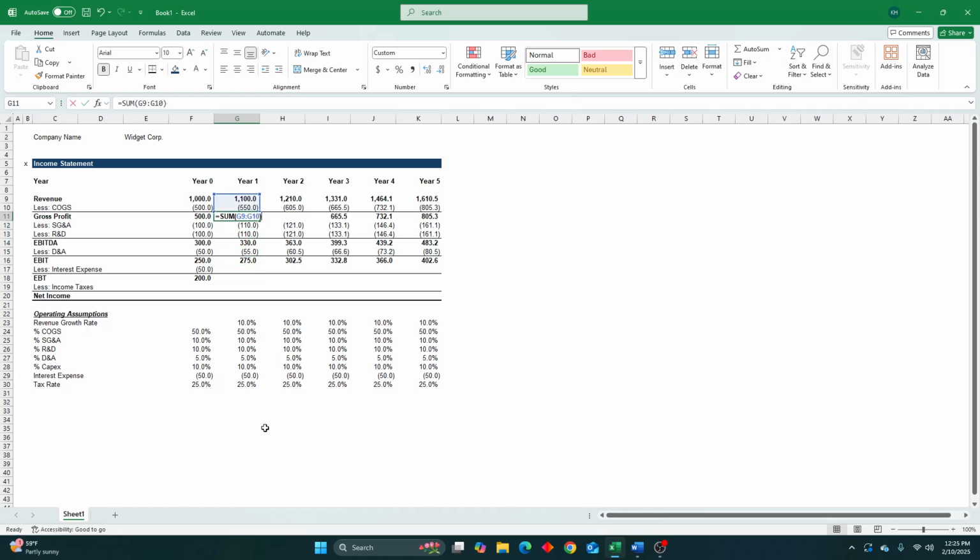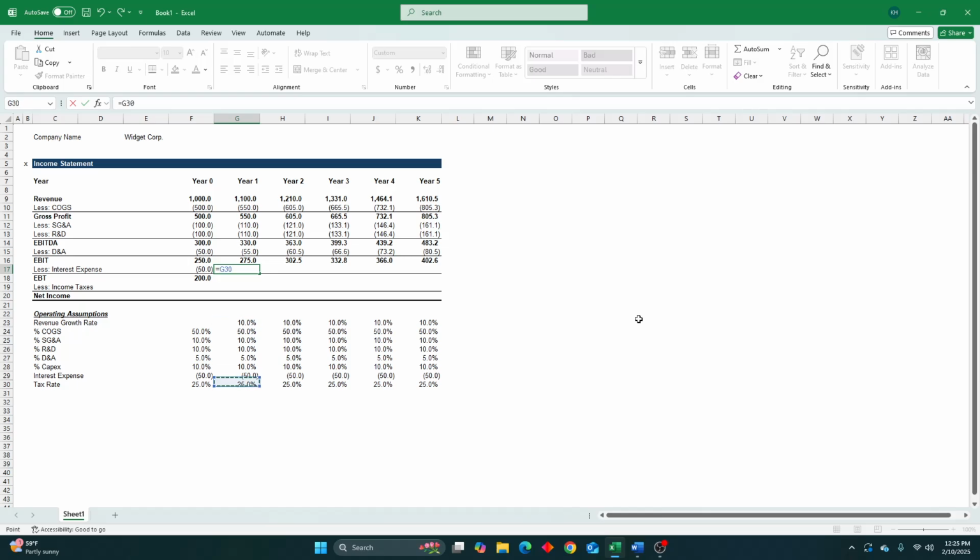And for all of these, I'm just taking the sum of what's above. The reason that I have these and put it as negative is so that I can take the sum, instead of doing this minus my SG&A minus my R&D. It's a lot more intensive, as I have to type in each individual cell. But by putting everything in as negatives, I can just do the sum of these three, and it's a lot quicker. So that's why I'm doing it like that.